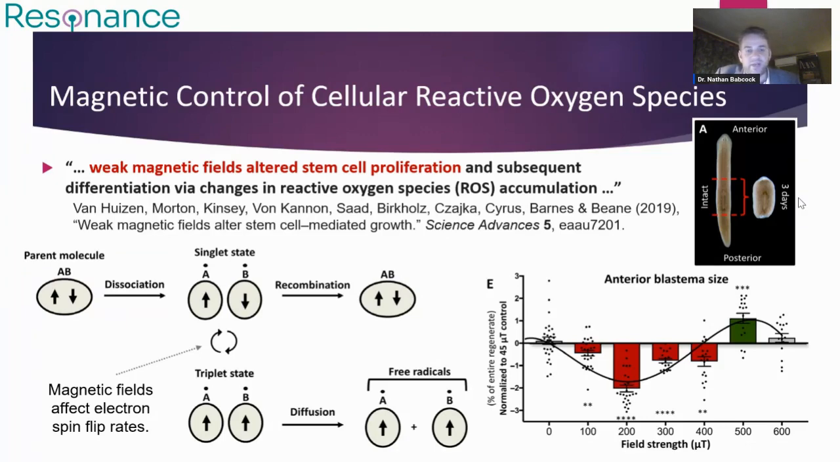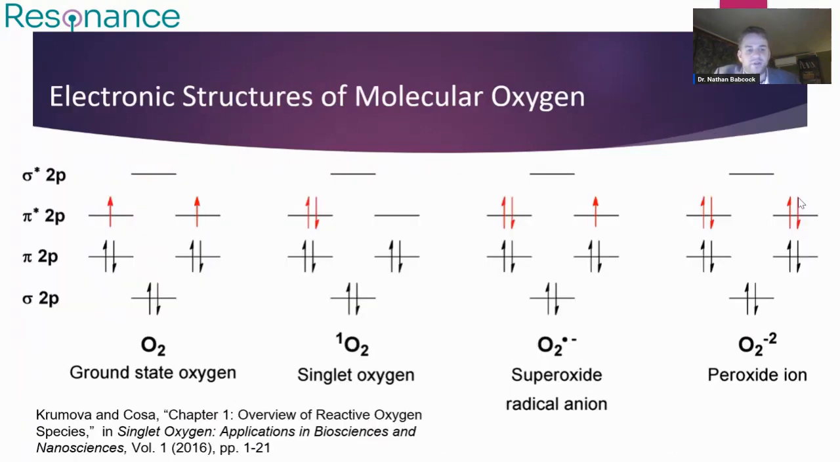Now, what kind of reaction could this be controlling? Well, without getting into a lot of the details, we can consider a molecule like oxygen. Here are, from left to right, different redox states of oxygen, excitation states of oxygen: ground state oxygen, the lowest energy state, on the left, and then singlet oxygen, which is known to be a reactive state, a superoxide radical, another reactive radical, and a peroxide ion on the far right.